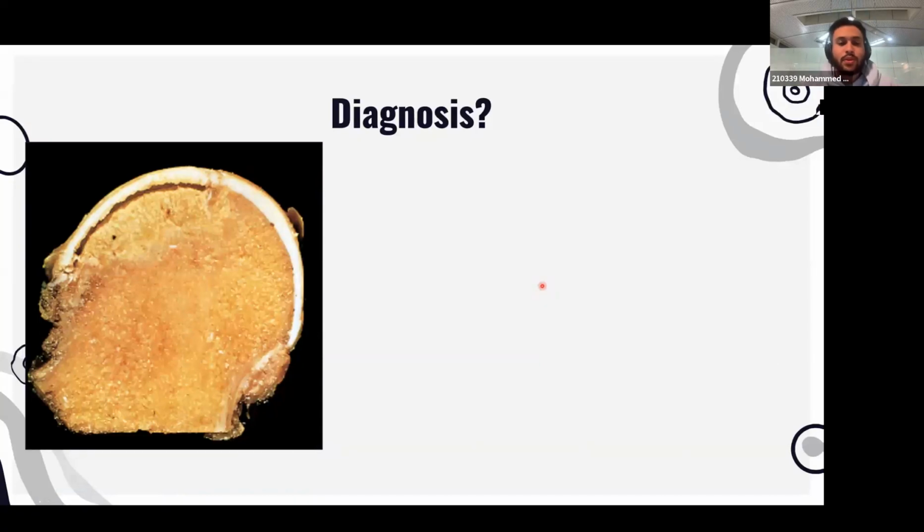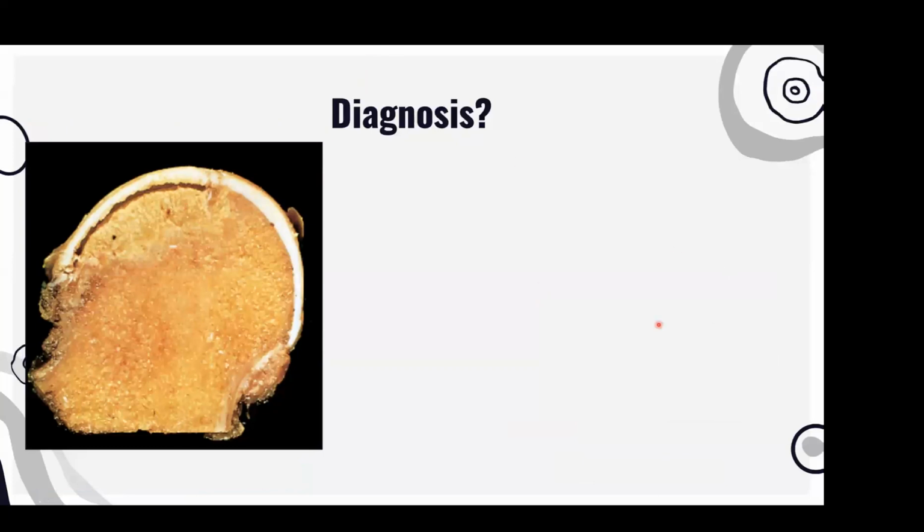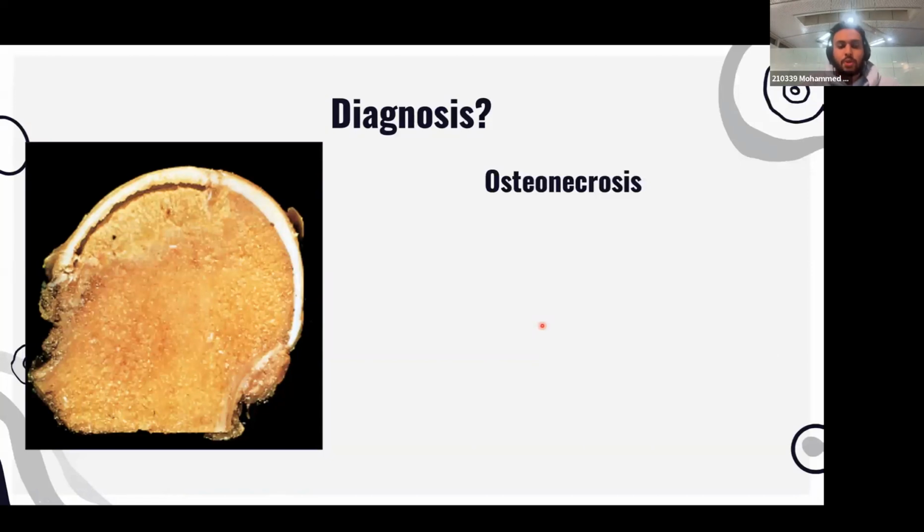Can someone tell me what this is? Osteonecrosis. Good, osteonecrosis. Now, osteonecrosis, there's multiple types from your slides, okay? There's the subchondral, which is what this one is, and there's something called medullary, which is more deeper inside the bone, okay? That's why the medulla is inside. Now, osteonecrosis happens due to multiple reasons. Can someone tell me the most important underlying cause of this?